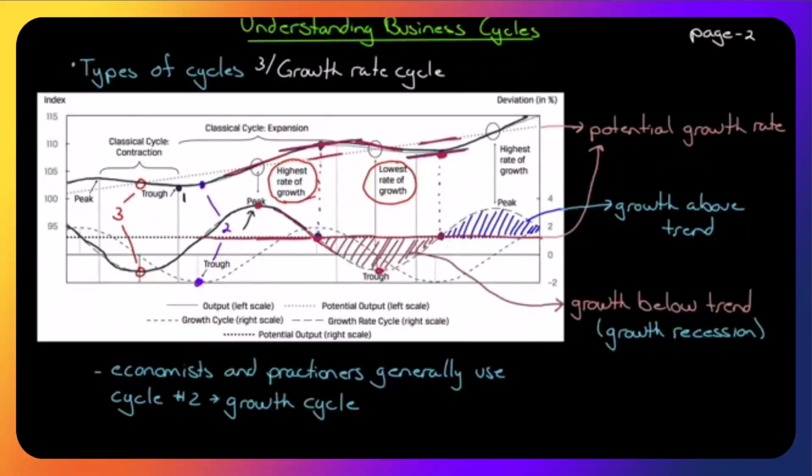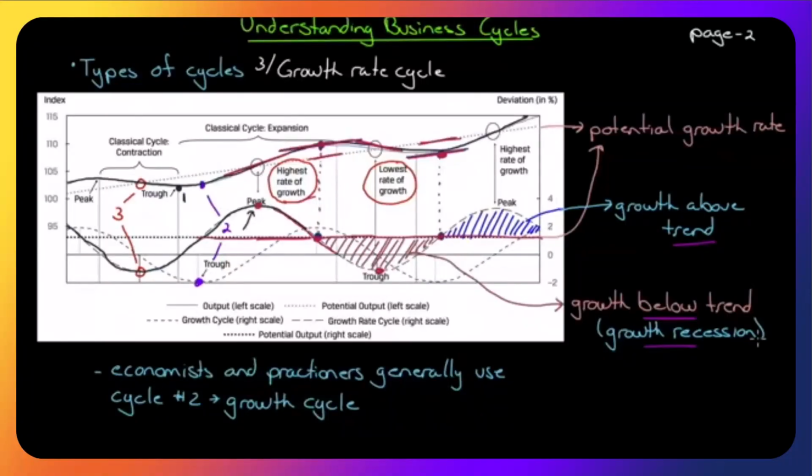And an expansion is defined as a period of time where growth rate of GDP is above trend growth, and a recession or a contraction is defined as a period of time where the growth rate is below the trend growth rate. And again, it incorporates the idea of a growth recession as opposed to having a full-blown recession.